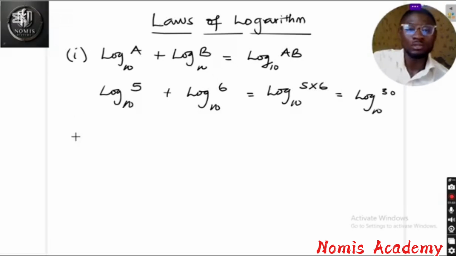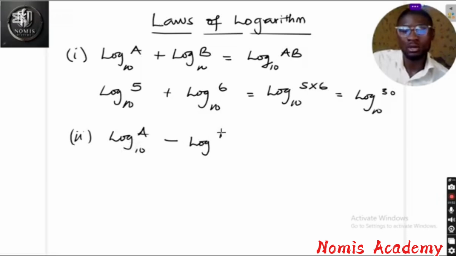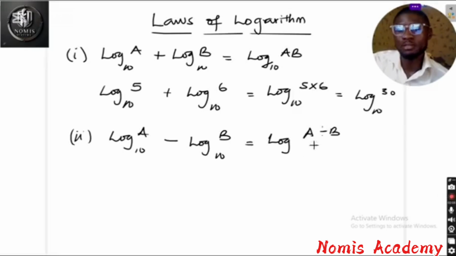So let's take the second law. The second law says log A base 10 minus log B base 10 is equal to... So we have logs of the same base. So this becomes log A divided by B, anyhow you want to write it, base 10. So let's for instance take an example of this law.